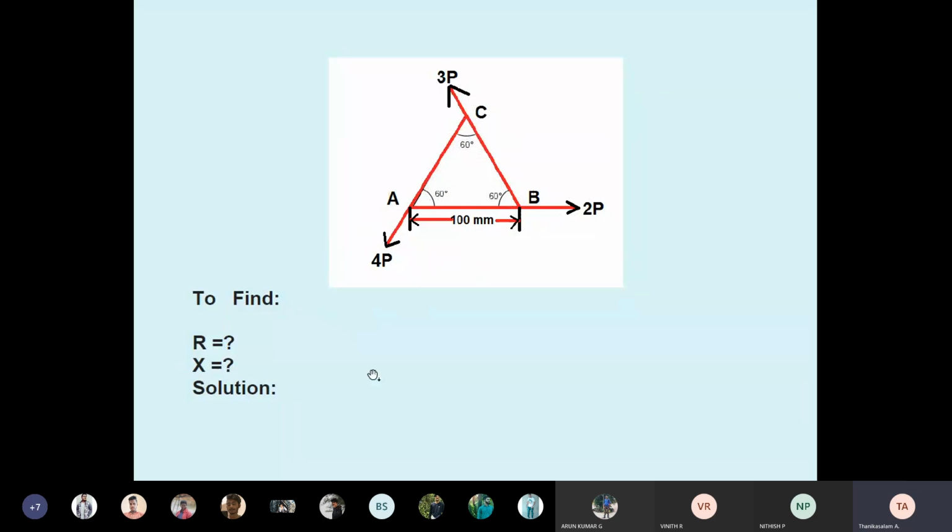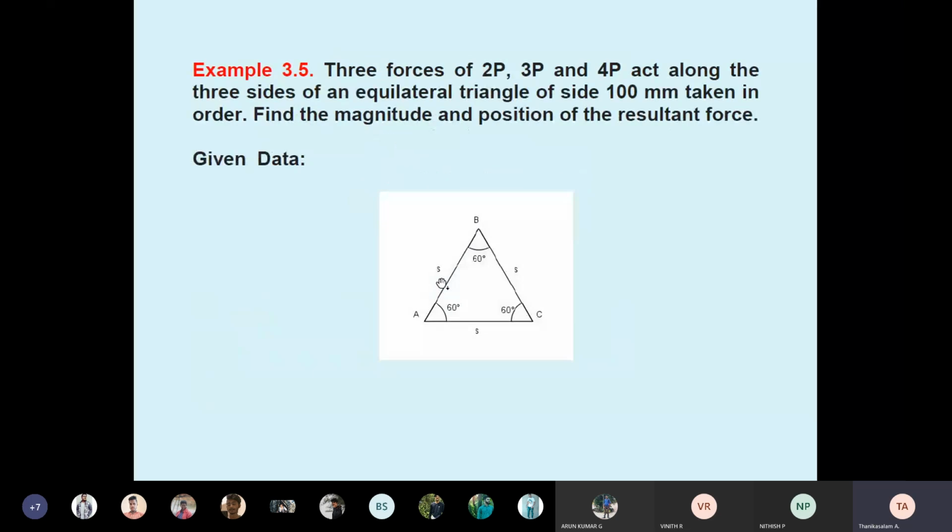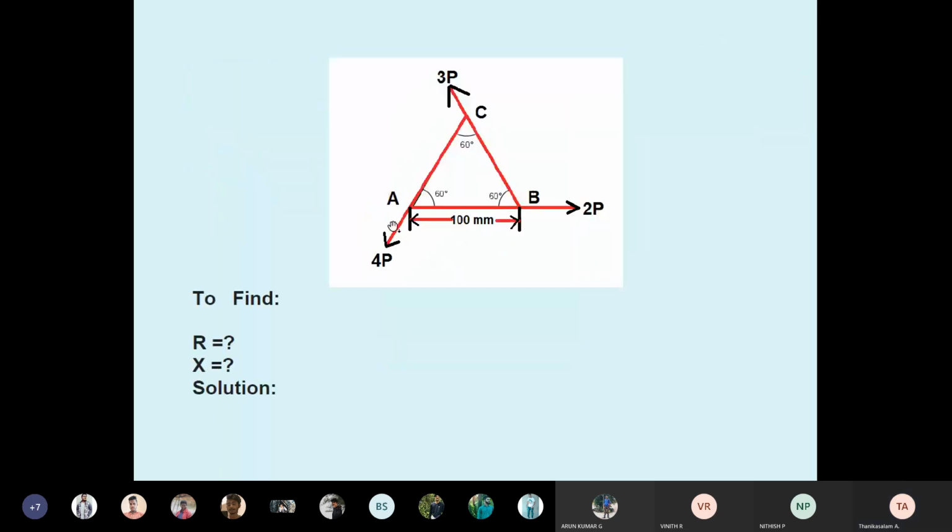Arun Kumar, understand how to draw this diagram? Yes, sir. They mentioned equilateral triangle. What is an equilateral triangle? Three sides must be equal and the angles must be equal. So see the statement: three forces acting along the three sides. What are the three sides? AB, BC, CA.